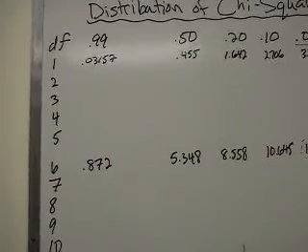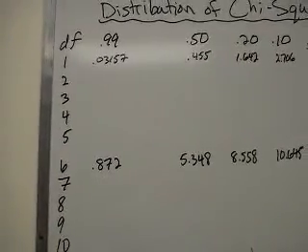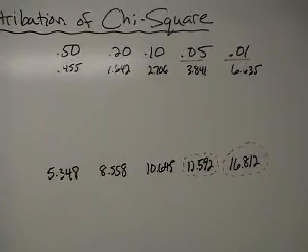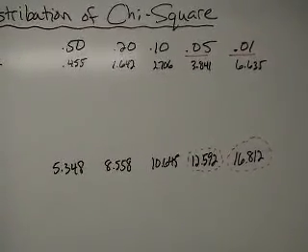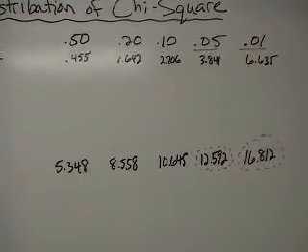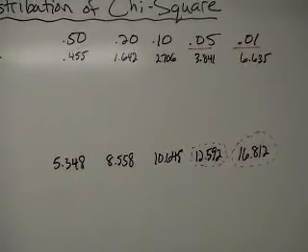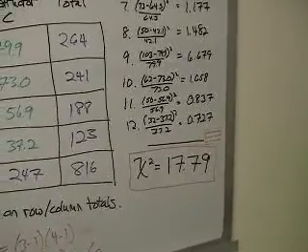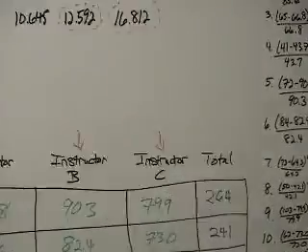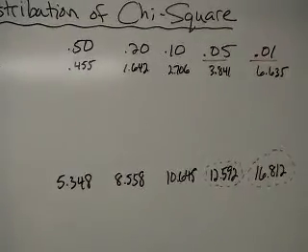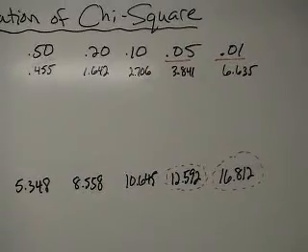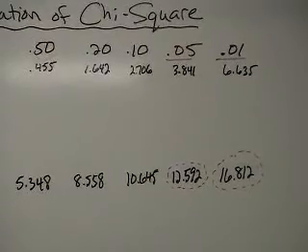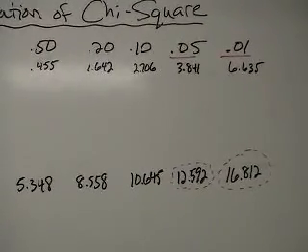But we have a degrees of freedom of 6. So if you go along that row, you can see that in order for our chi-square figure to be statistically significant at 0.05, we need a figure of 12.592 or higher. Now remember, our figure was 17.79. So we know that it's statistically significant at 0.05. And 17.79 is bigger than 16.812, so our chi-square figure is statistically significant at 0.01.